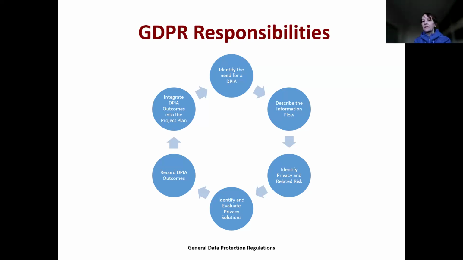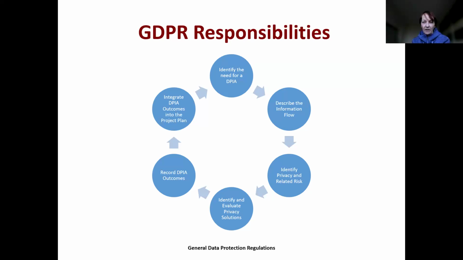So these are our responsibilities in relation to data protection impact assessments. Identify the need for a DPIA. As I said, the very first question is, are you processing personal data? Describe the information flow. Identify privacy and related risk. Identify and evaluate privacy solutions. They're the mitigating practices. And again, you'll see this is the use of privacy as opposed to data protection. Record DPIA outcomes, integrate the DPIA outcomes into the project plan. So we're going to go down through this.